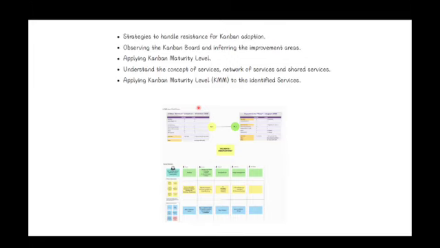We understand the concept of services. That is the fourth exercise. We understand what the concept of services is, what a network of services is, what shared services are. This understanding is required to understand how you scale Kanban. You can't scale Kanban until you understand the concept of identifying a service within your organization. What is a service? It is any work that you do for your customers. You have to apply a service orientation approach.